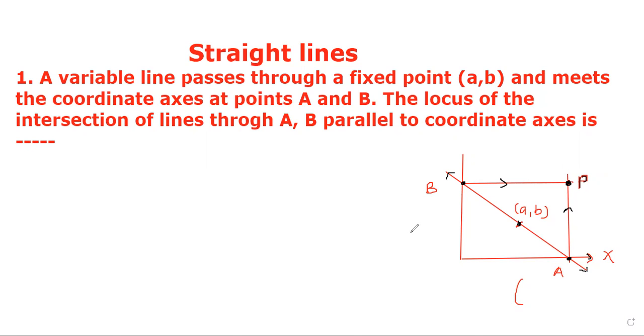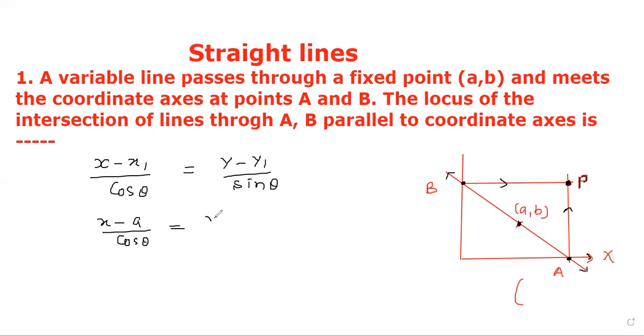So we know that the equation of a line passing through a point (x1, y1) and making an angle theta with the x-axis is given by (x minus x1) upon cos theta equal to (y minus y1) upon sine theta. Here x1 is a and y1 is b, so we can write (x minus a) upon cos theta equal to (y minus b) upon sine theta.